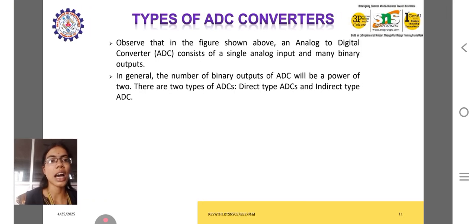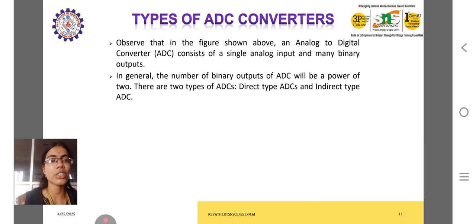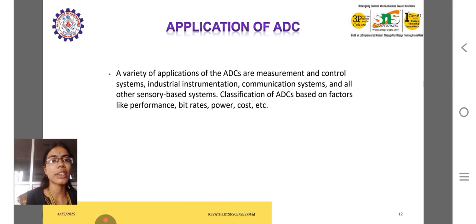Types of ADC converters: a single analog input and many binary outputs. In general, the number of binary outputs of an ADC will be a power of 2. There are two types of ADCs, direct type ADC and indirect type ADC. Considering analog to digital conversion, it is majorly classified into these two types, direct type ADC and indirect type ADC.